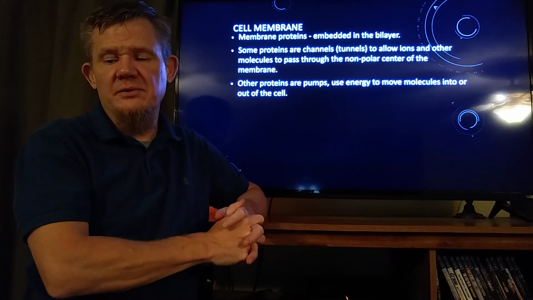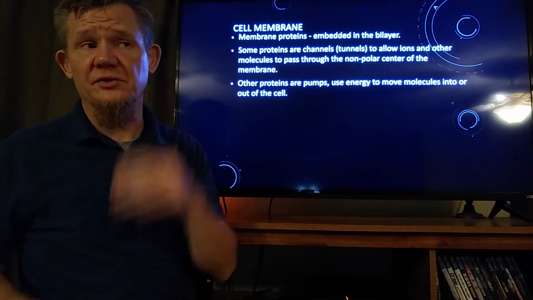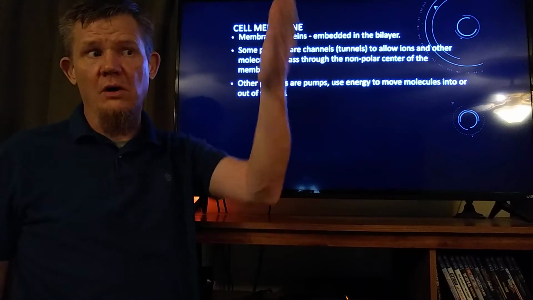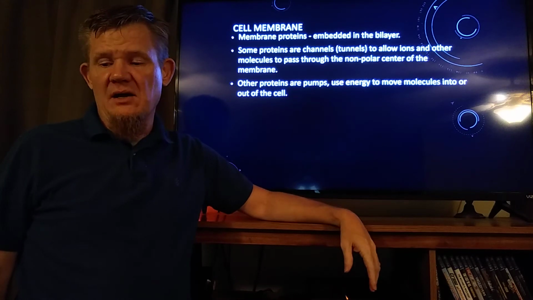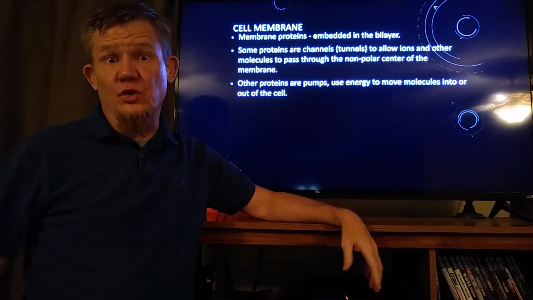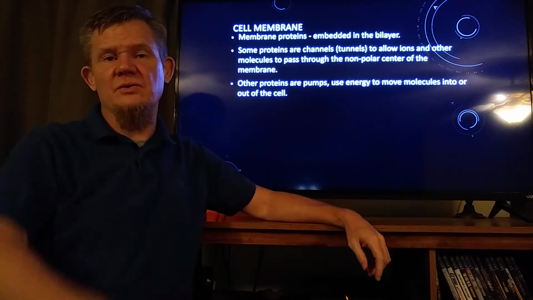So these membrane proteins are embedded within that phospholipid bilayer, just like your doorway is embedded within the wall of your house. Some of these proteins, as we just said, are channels, they're tunnels, they're doorways that allow ions and other molecules to pass into or out of the cell.